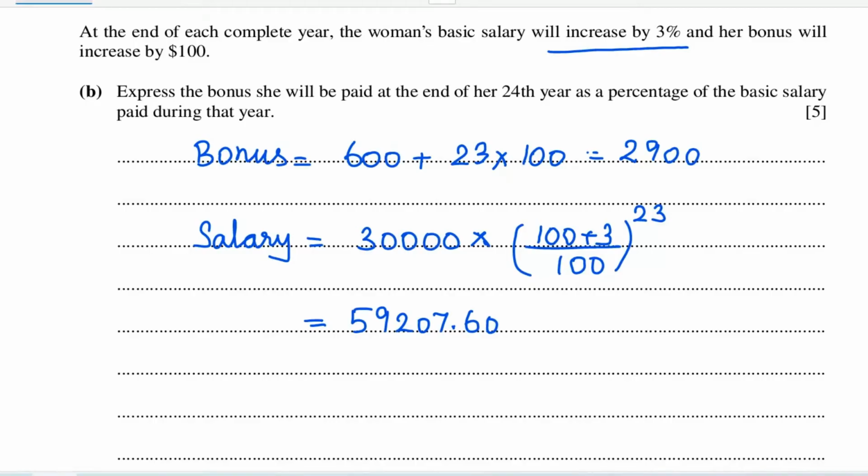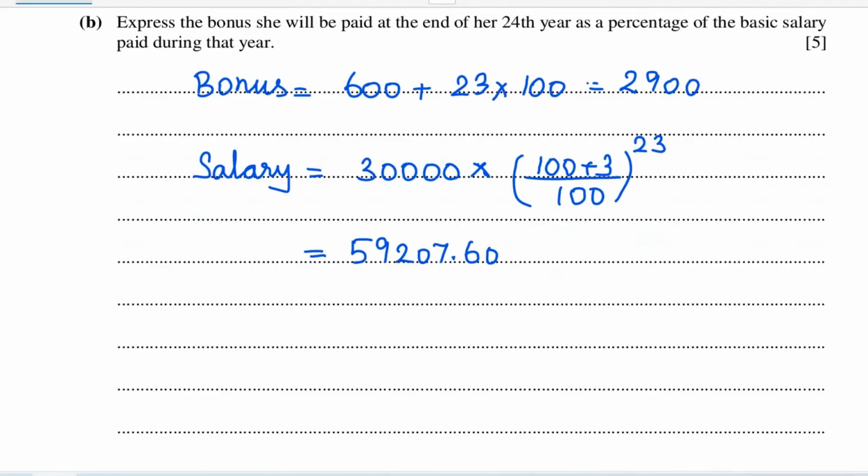Express the bonus she will be paid at the end of her 24th year as a percentage of basic salary. So the bonus she gets at the end of the 24th year is 2900, and the basic salary is 59207.60, and we need to calculate the percentage, so this is multiplied by 100, which is equal to 4.9%.